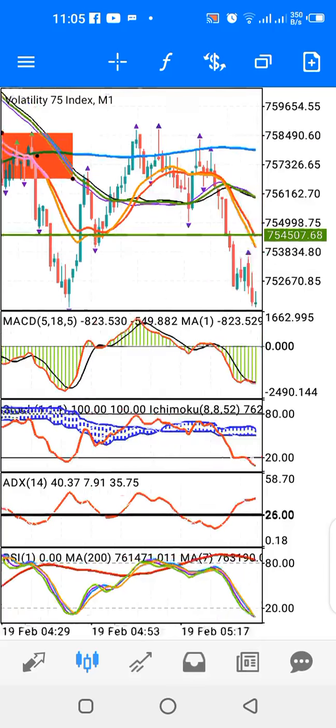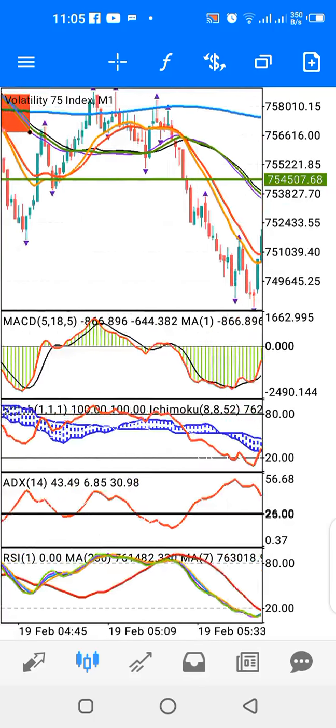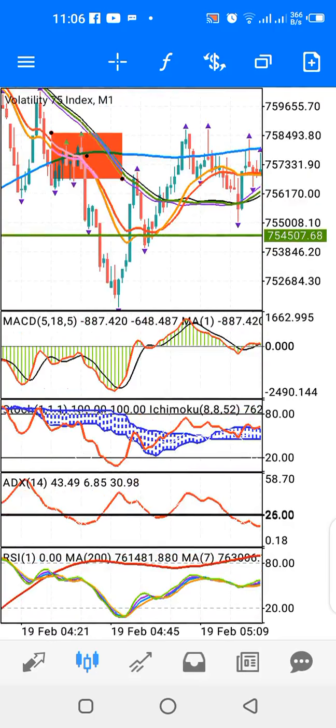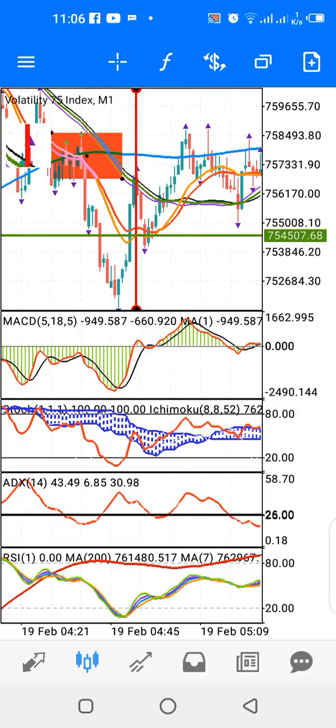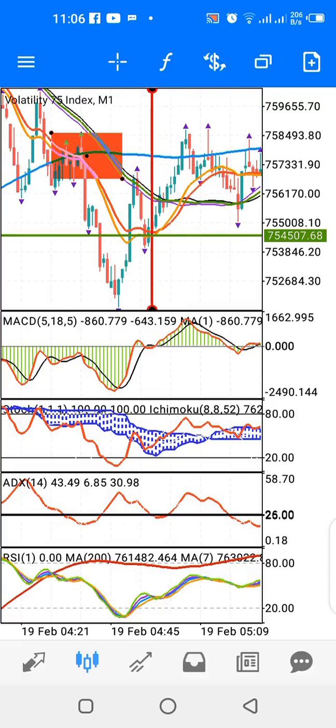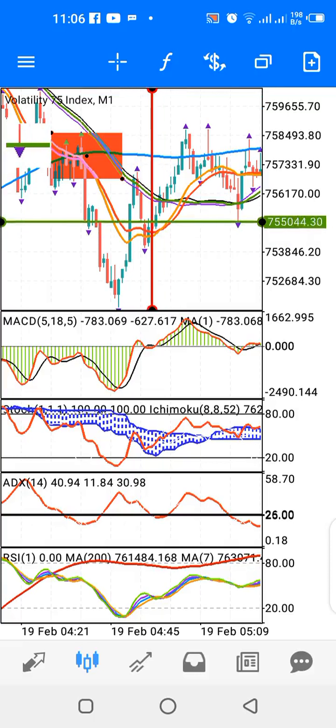Okay, the price starts to sell. Let's assume all the lines cross down the blue line, and it's confirmed somewhere around here that all the lines have crossed down the blue lines, and you place your trade. Let's assume you place your trade here.